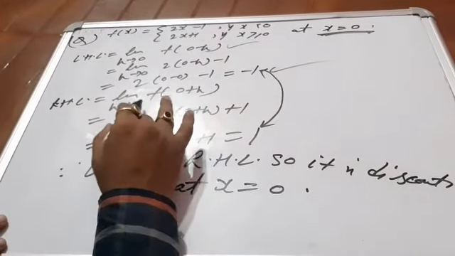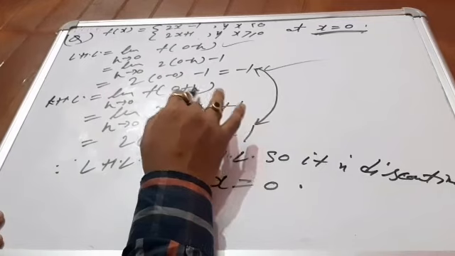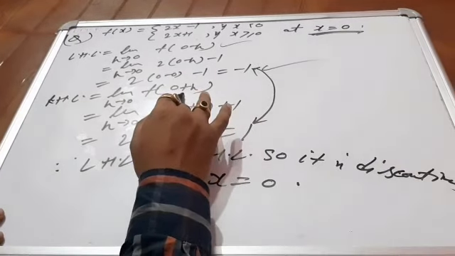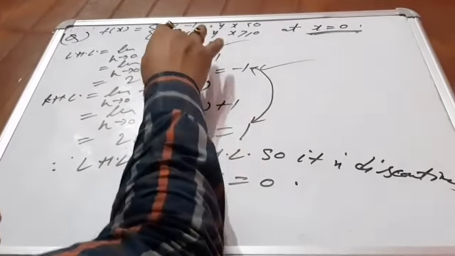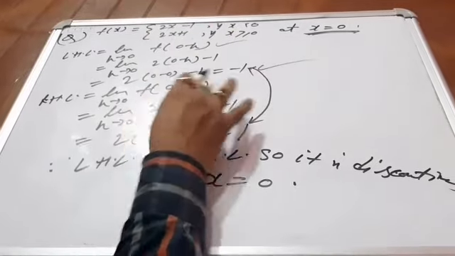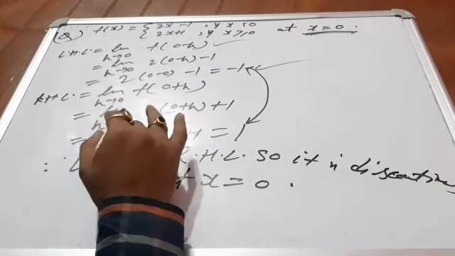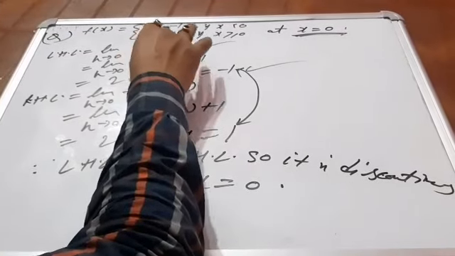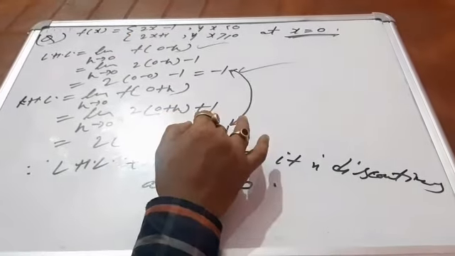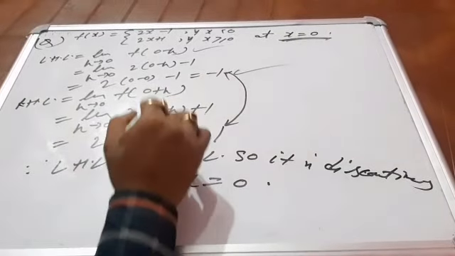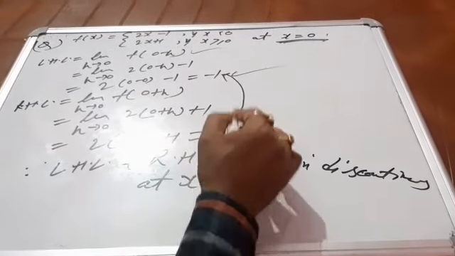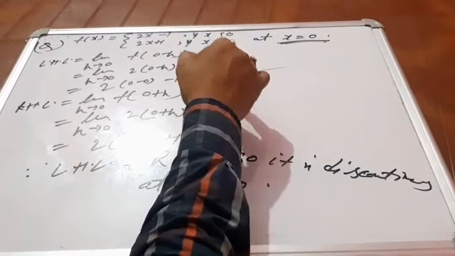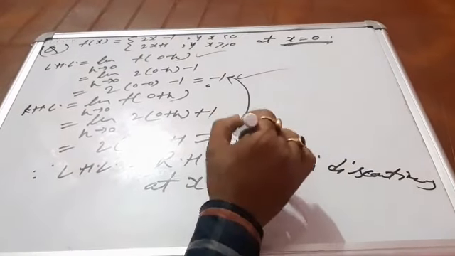Similarly, RHL, limit h tends to 0, f of 0 plus h. Here the condition is more than 0 for the x. It will come in the second step. So it is your limit h tends to 0, the value of f of 0 plus h is 2 into 0 plus h plus 1. At the very next step, use the value of the limit. Then it gives you 1. The LHL is your minus 1. The RHL is your 1.